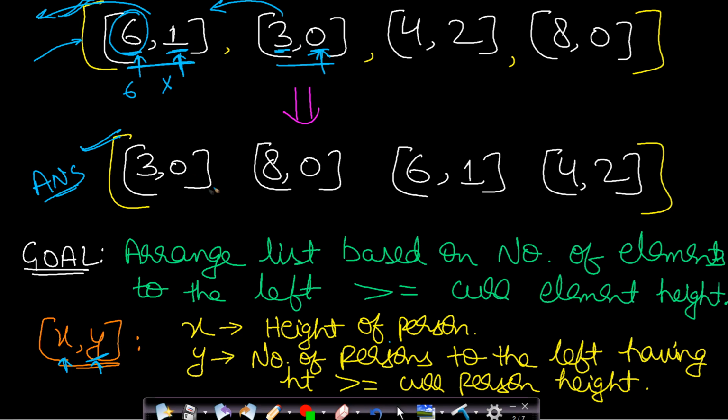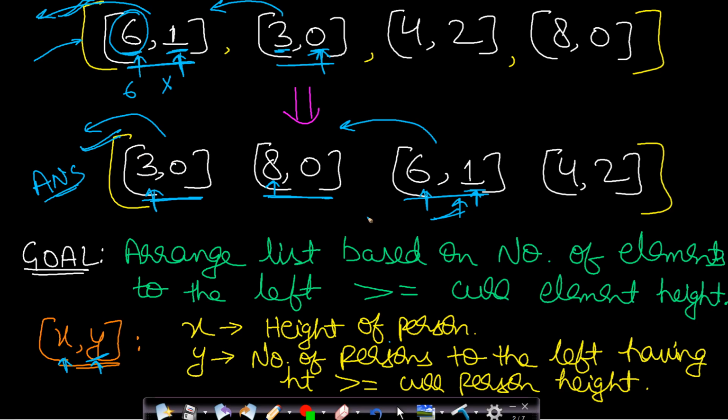In the resultant array you can see that the first element is 3, 0. This indicates that the height of the first person is 3 and there are 0 elements to the left with height greater than or equal to 3, and this is correct. If you randomly pick this element, let us say 6, 1, then this says that it has height 6 and there will be exactly one person to its left having height greater than or equal to 6. You can see that there is just a single person with height 8, which is greater than or equal to 6. So this is also at its correct position. All these persons are at their correct positions. So this is our resultant array.